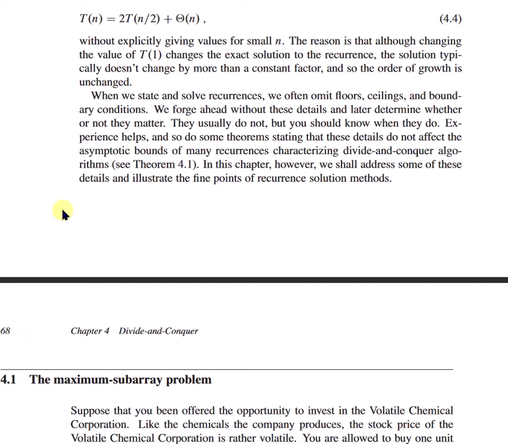When we state and solve recurrences, we often omit floors, ceilings, and boundary conditions.